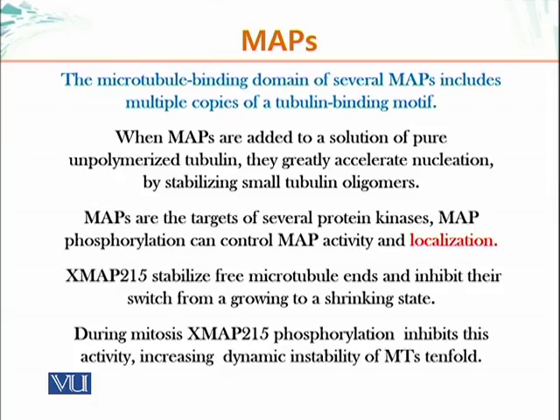The microtubule binding domain of several MAPs includes multiple copies of a tubulin-binding motif. When MAPs are added to a solution of pure unpolymerized tubulin, they greatly accelerate the nucleation process because they can stabilize the small tubulin oligomers that we saw in one of our videos. MAPs are the target of several protein kinases because MAPs too have to be regulated. MAP phosphorylation can control MAP activity and localization.